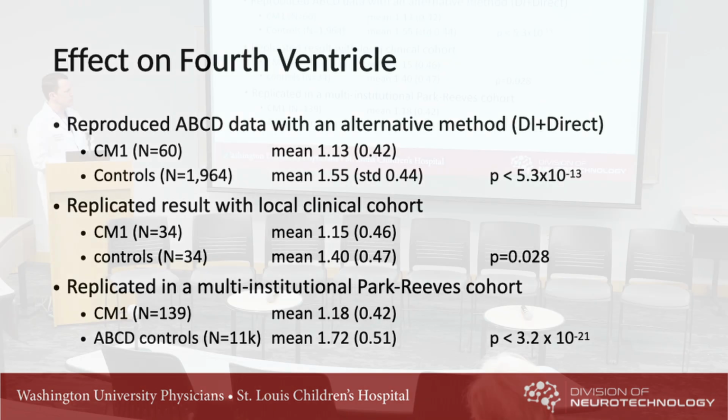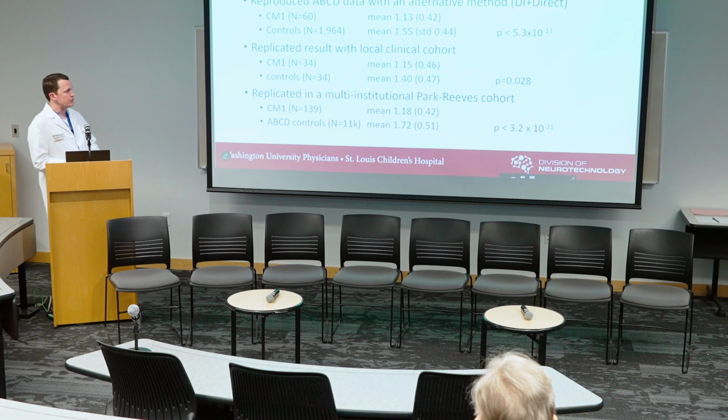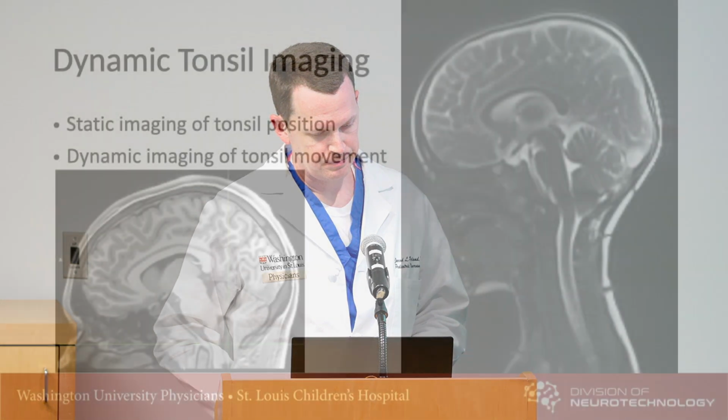And finally, we used data from the multi-institutional Park-Reeves cohort. It's not just data from WashU, but data from multiple institutions that have all collaborated with the Park-Reeves cohort, and again, showed that the results stood up very strongly. So this wasn't just one institution with a single retrospective cohort. This was multiple institutions, multiple different cohorts, multiple modalities, showing that the finding was quite robust.